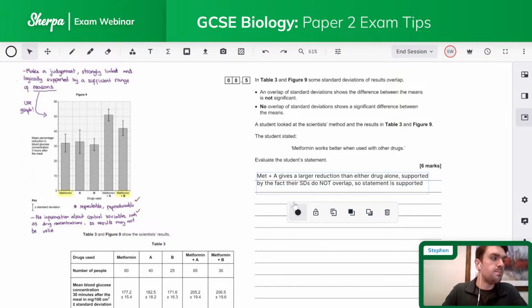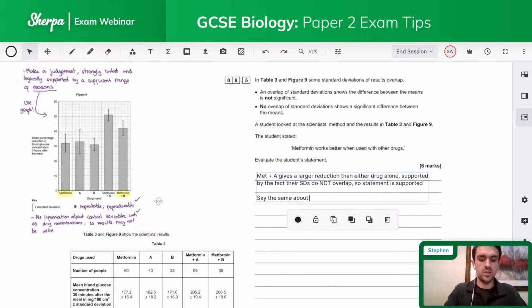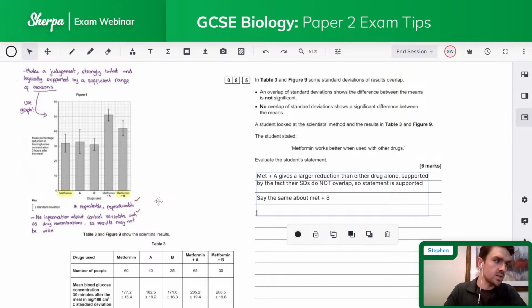If we look at metformin B, it also gives a larger reduction in blood glucose than metformin alone. Okay, so either drug combination, metformin A or metformin B, gives a larger reduction than either alone. Okay, so we can say the same about metformin plus drug B. We've got 2 points here, really.